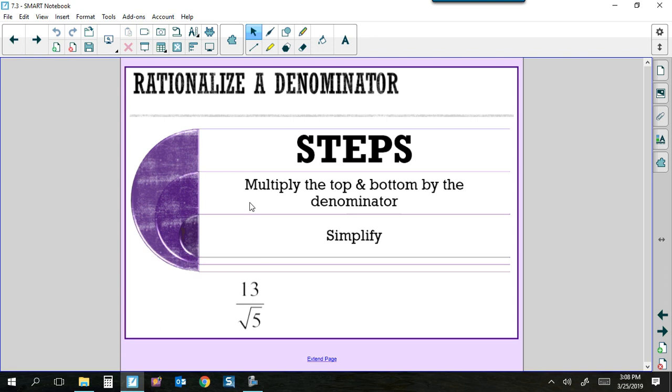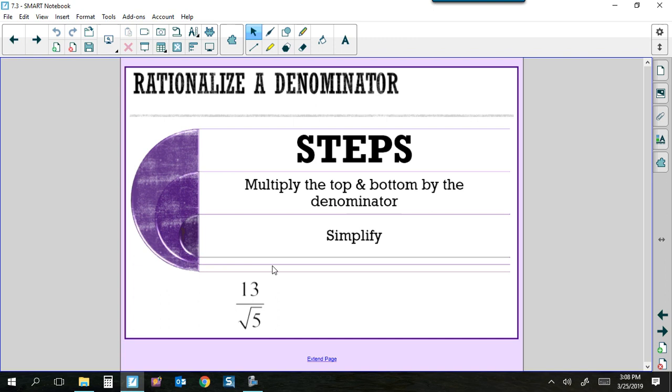So all we are doing is multiplying 13 over radical 5 times 1, which does not change the number. Exactly. However, by doing this, using specifically not just 1, but using square root of 5 over square root of 5, it will eliminate that square root of 5 in the denominator. So let's go ahead and do this example.